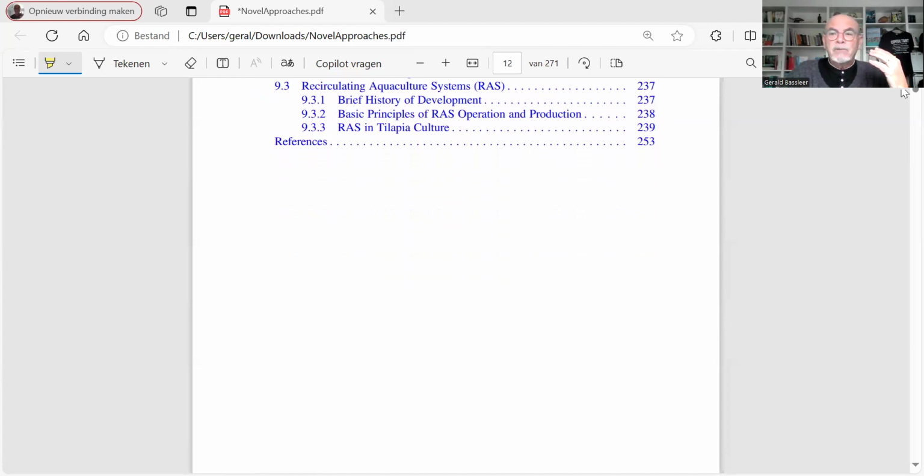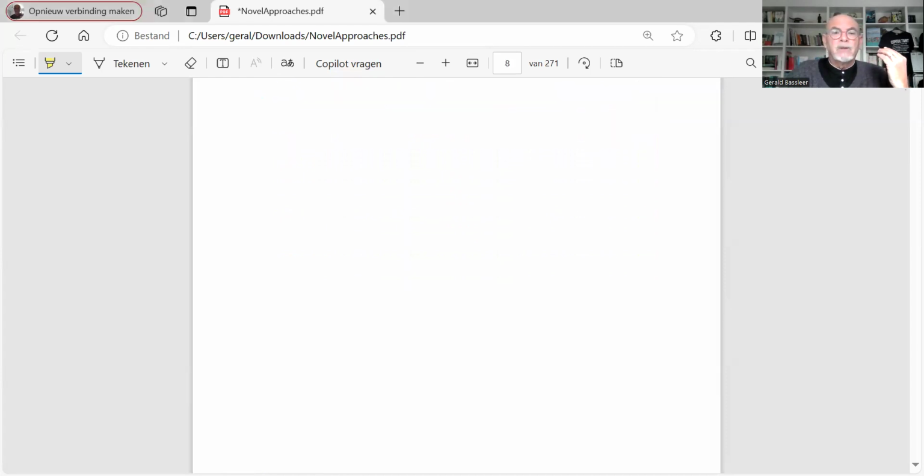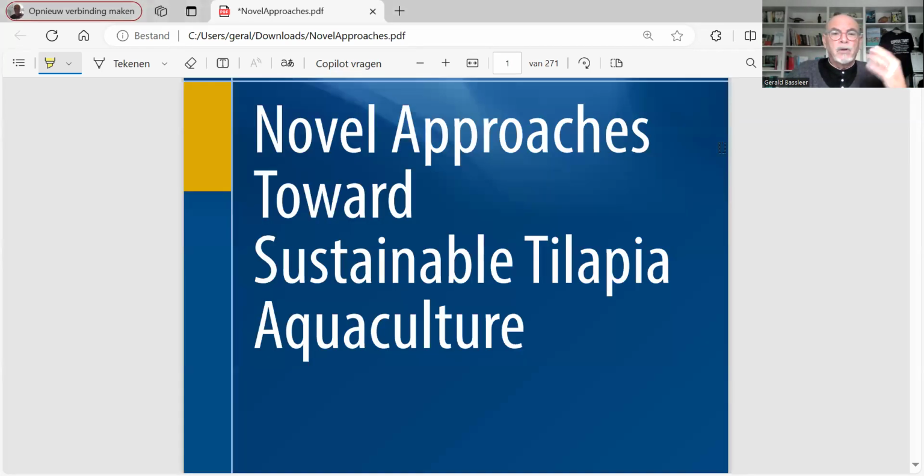So that's about the main thing I would like to say about this book, about novel approaches towards sustainable tilapia aquaculture. But think about it, this also is important for, in general, aquaculture of ornamental fish. You can learn a lot from this, because money is invested in tilapia culture. Not so much money will go into ornamental fish aquaculture. But learn from this tilapia. It's an ornamental fish also.